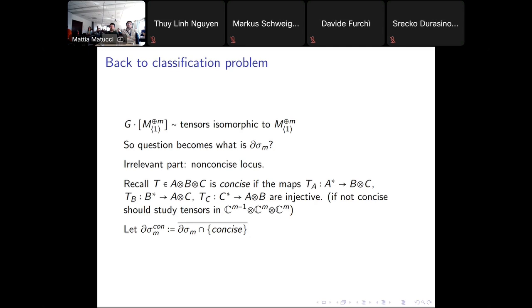And I'm saying that's an orbit closure. And so we can study its boundary. That's what we want to study, because the interior is just stuff isomorphic to what we know. So we want to know what's new.